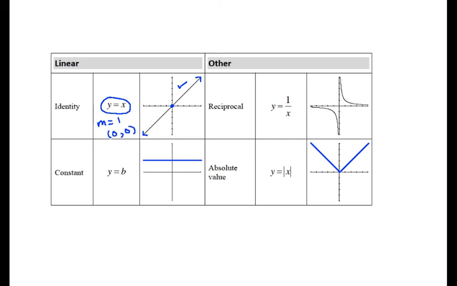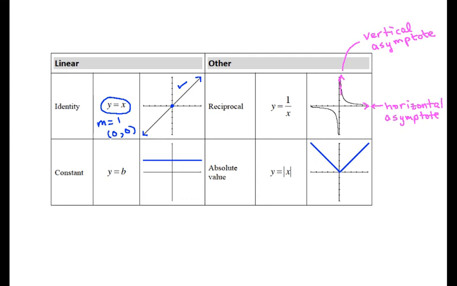Y equals 1 over x might be a little bit new. This graph has what we call asymptotes. It has a horizontal asymptote at the x-axis and it has a vertical asymptote at the y-axis. These asymptotes are just lines that the graph gets closer to without ever actually reaching.